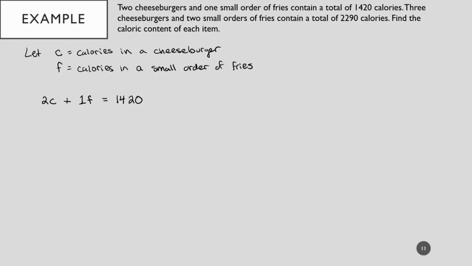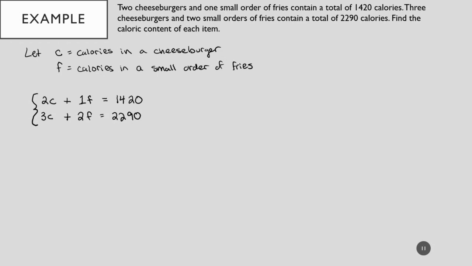So then you do the same thing with your next sentence. 3 cheeseburgers and 2 orders of fries is 2,290. So once you get your equations, you need to indicate that it's a system using your curly braces. So that tells me, okay, that is my system of equations. Very clearly, that's the system that I'm solving. So now I want to solve this system for each variable.